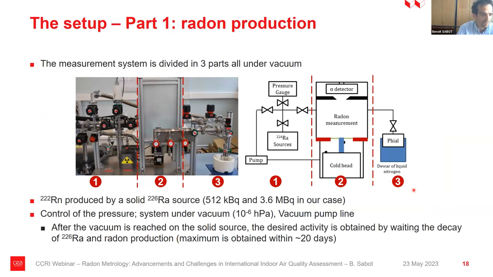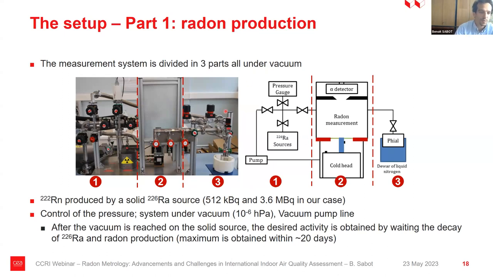However, Mr. Picolo found some solution in the past, and here is what you can find today in our lab with the new system. In fact, the concept is to use a radium-226 source to produce radon under vacuum. So you can use different kinds of source. Here in this system, we have two kinds of source, 3.6 megabecquerel and 500 kilobecquerel. We use it to produce some amount of radon. The idea is that we make the vacuum in the source, we close it and we wait a certain time to reach a desired activity. Of course, if we wait a maximum of 20 days, we will reach the maximum activity inside the source.